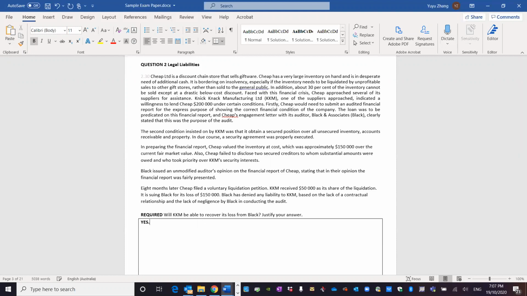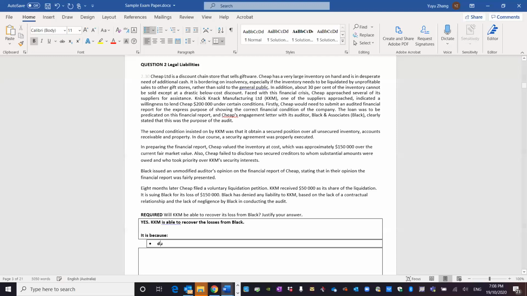Okay, so yes. KKM is able to recover losses from Black. Okay, so now why? It is because, so actually Lin has already outlined the approach of thinking. So we can make it more structured, for example. So, duty of care.